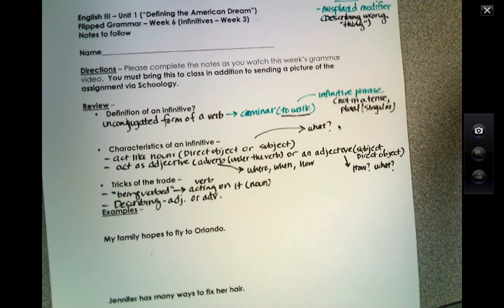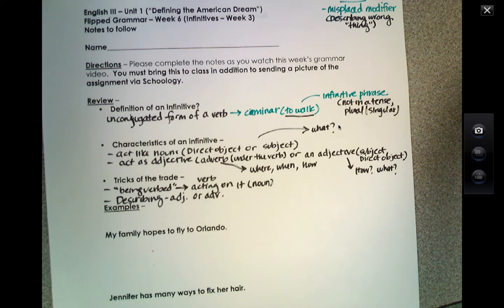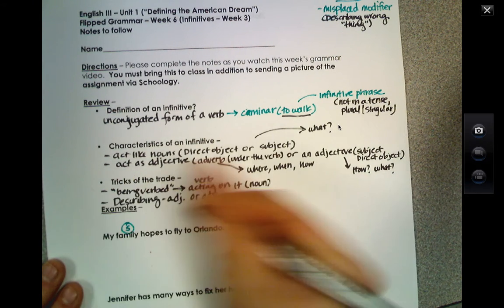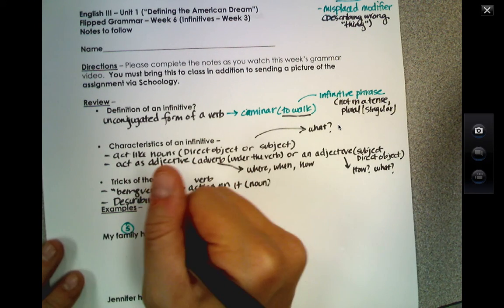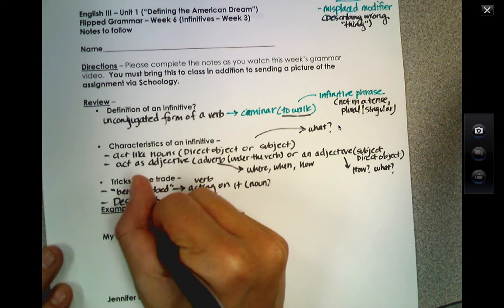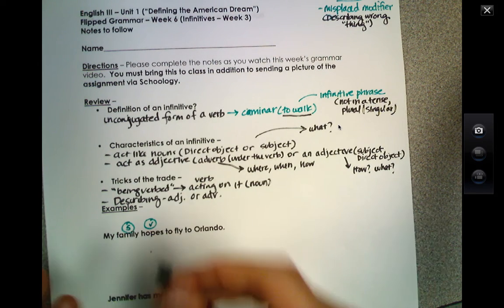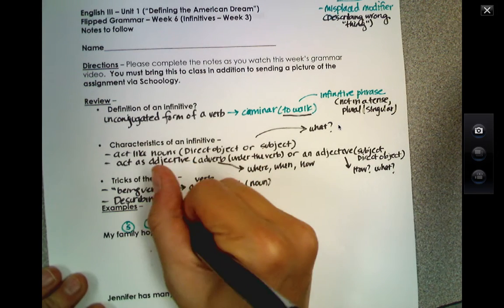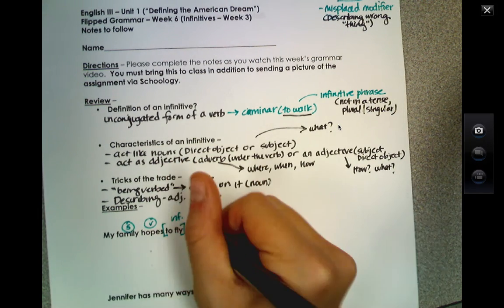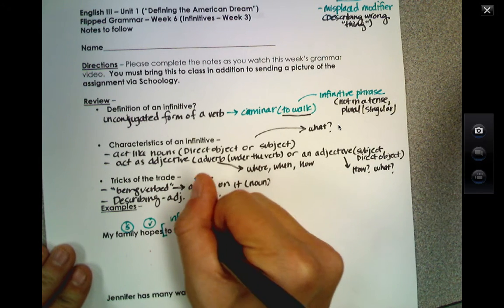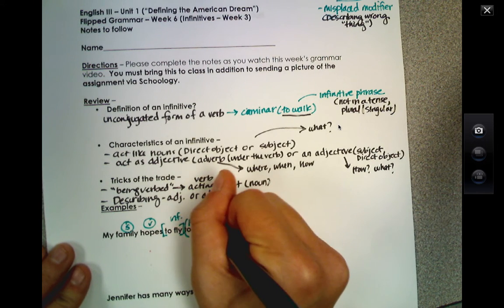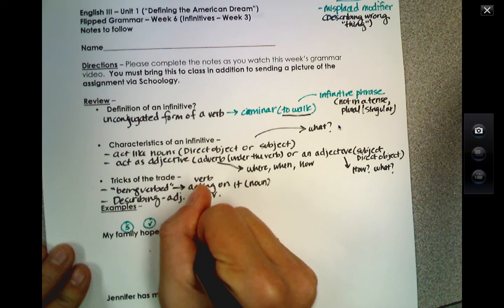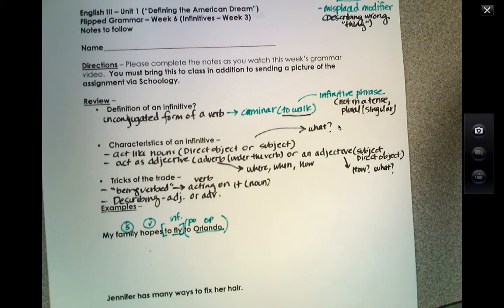All right. So my family hopes to fly to Orlando. Okay. So the subject of this is going to be my family, or just family, not mine. Mine's a modifier. My verb is going to be hopes. To fly is going to be that infinitive, so I'm putting it in brackets and I'm putting infinitive above it. And then to Orlando is going to be the object of the preposition, so it's going to be a prepositional phrase. That's a noun and that's a verb. That's how you tell the difference. Okay? Noun, prepositional phrase. Verb, infinitive.